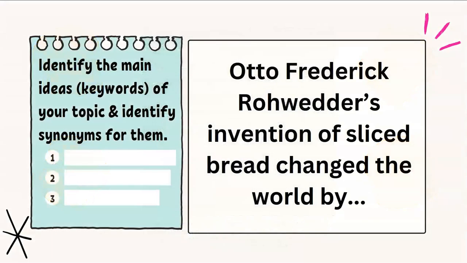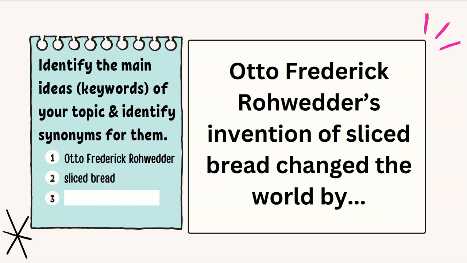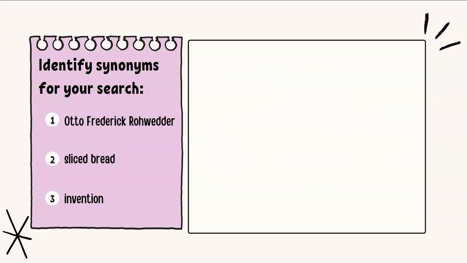So when we are going to find those search terms, we need to identify the main ideas or key words of our topic and then identify synonyms for them. So when I'm going to make my topic sentence, my thesis, I need to think, okay, Otto Friedrich Rottweiler's invention of sliced bread changed the world by, so what are those main ideas, those search terms, those key words? Well, I want my inventor's name, sliced bread, the invention, and the word invention. But I also need to identify synonyms, words that mean about the same thing.